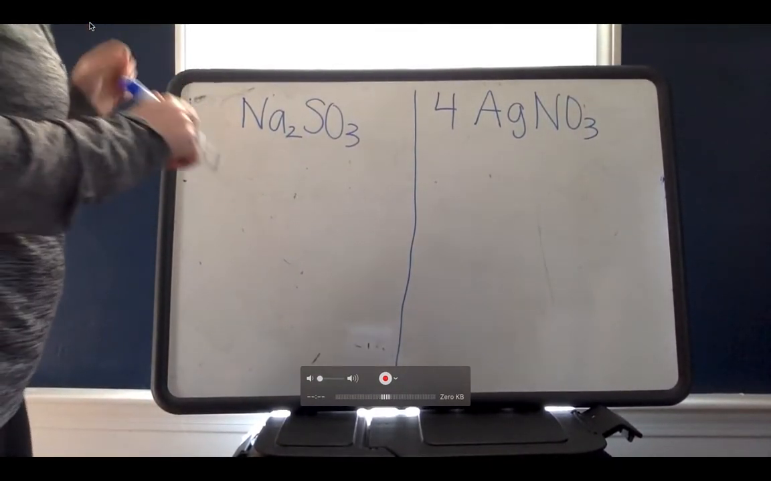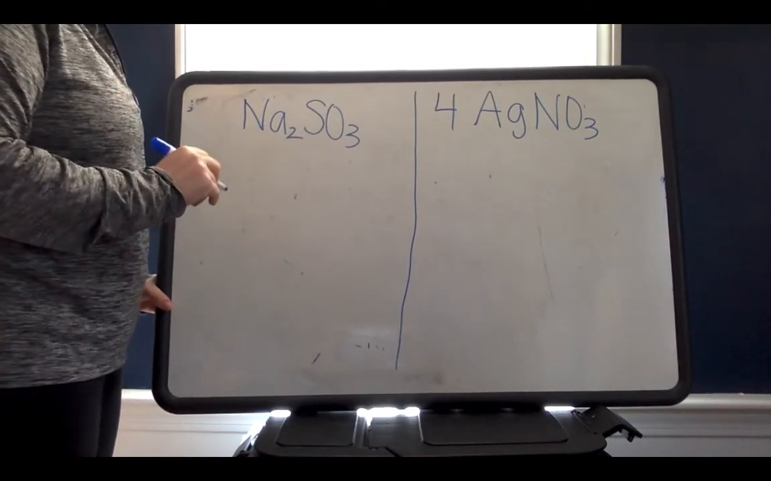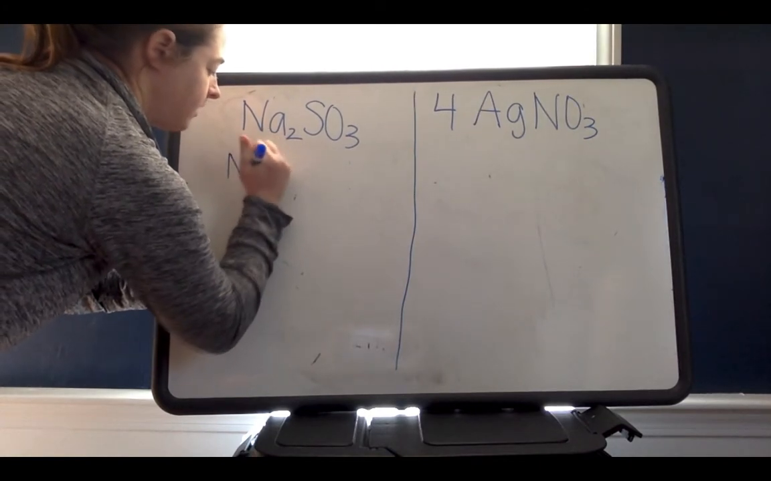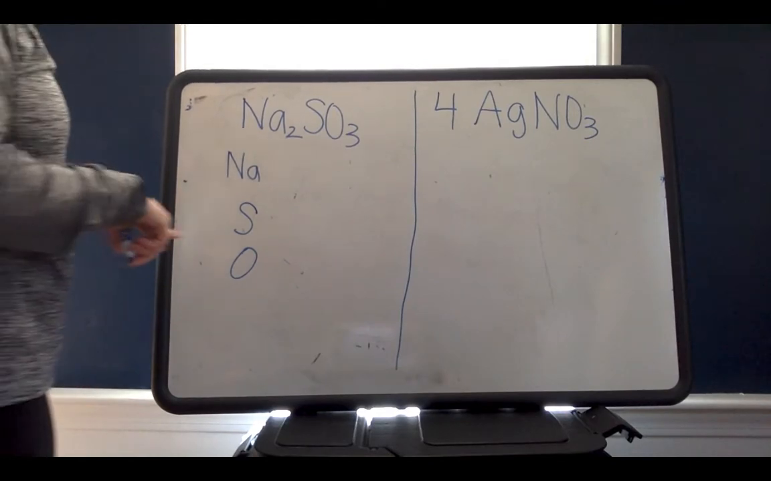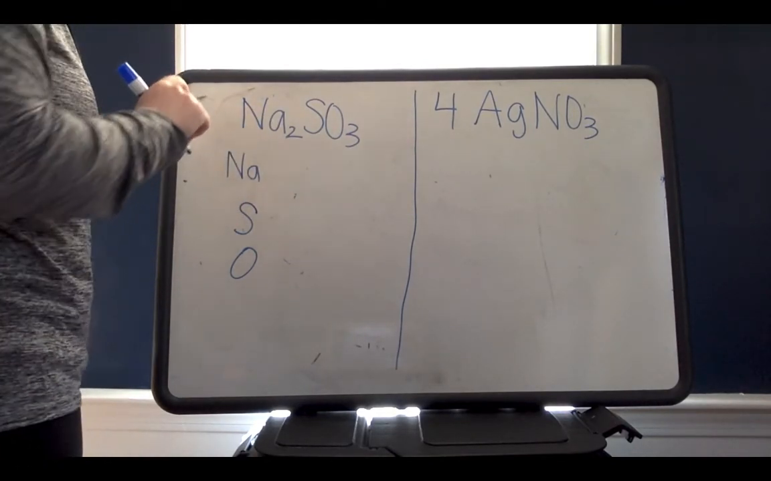The first problem that we're going to do together is Na2SO3. So we already have the compound. The first step we want to do is list our elements. So we have Na, S, and O. Okay, those are our 3 elements. Remember, anytime you have a capital letter, you have a new element.